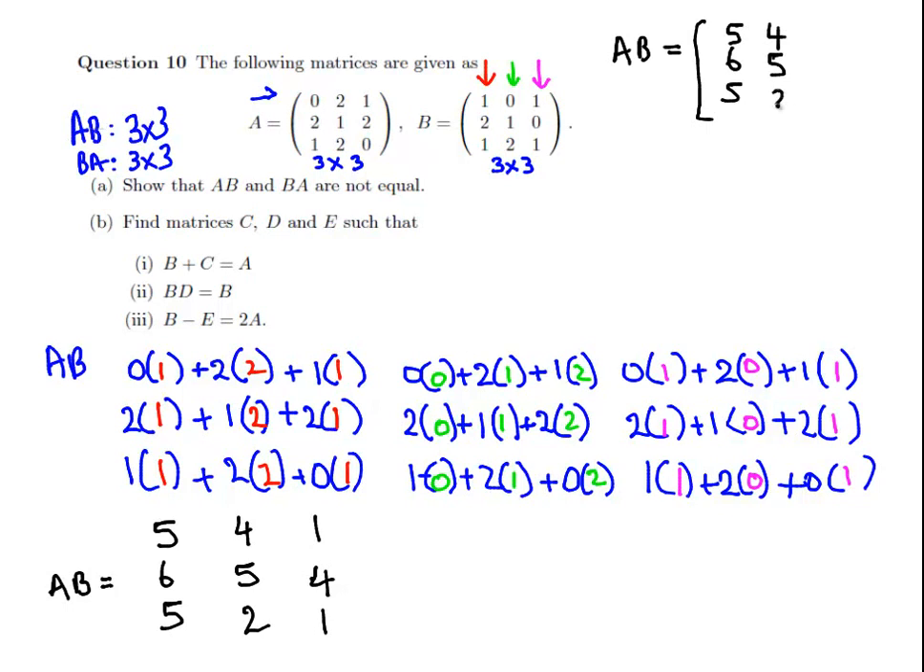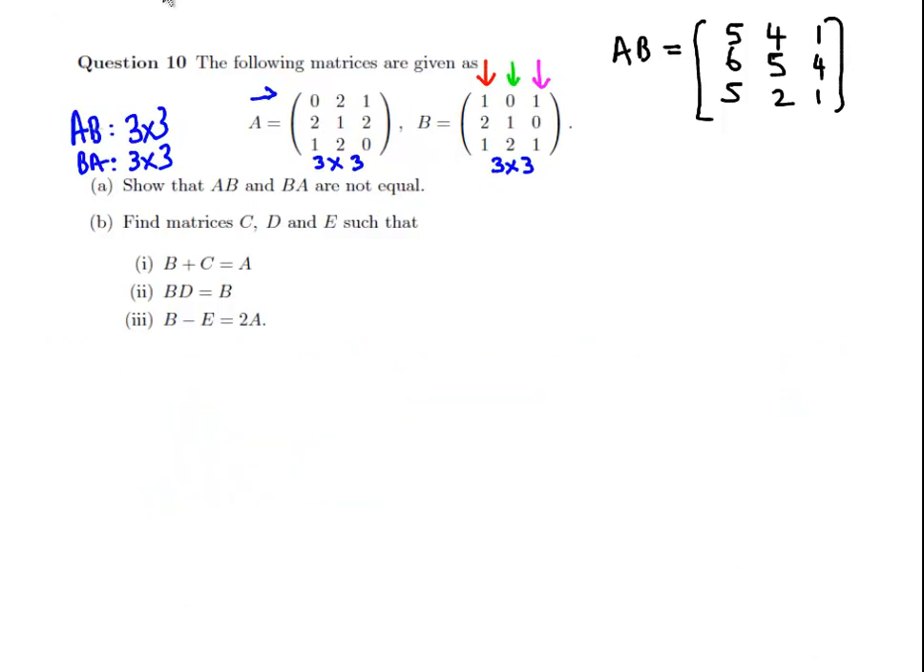I might have made a slight error here somewhere. I don't think I have, but just in case, I might have missed a zero or something like that. It looks good, but just in case. So I'm just going to pause now and I'll do B times A.